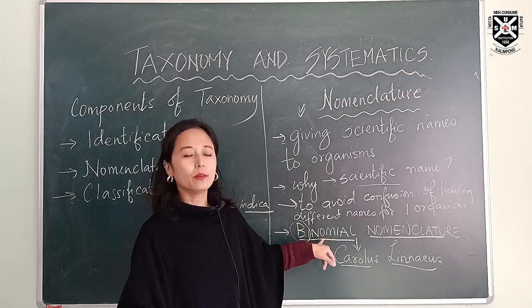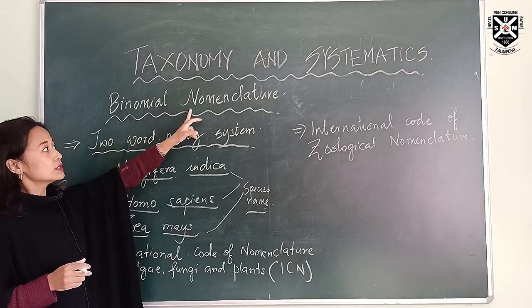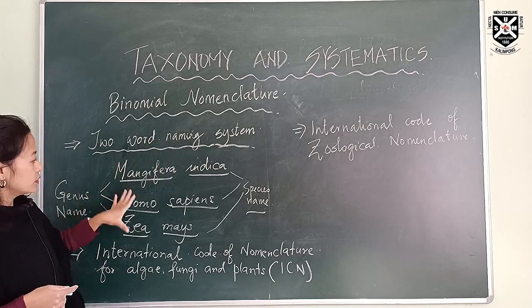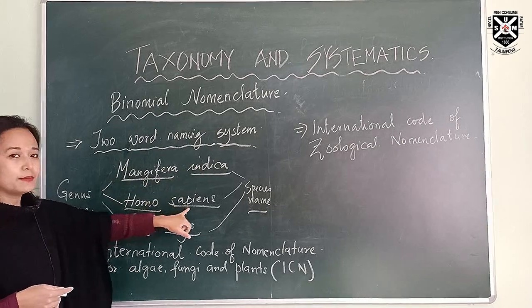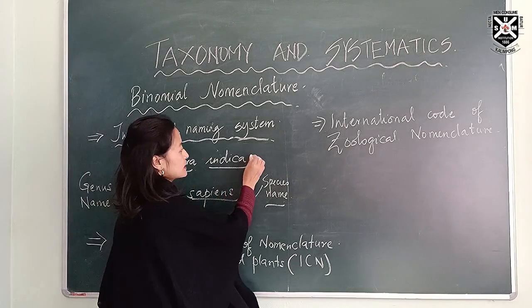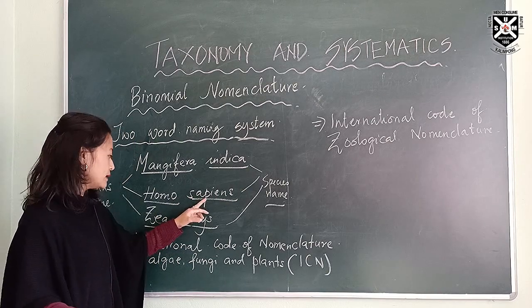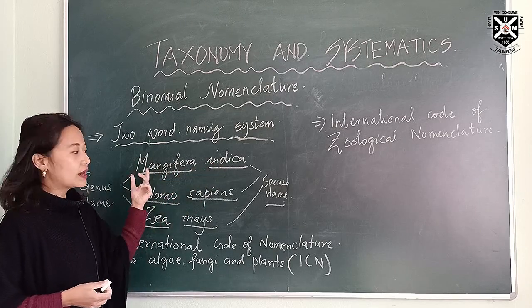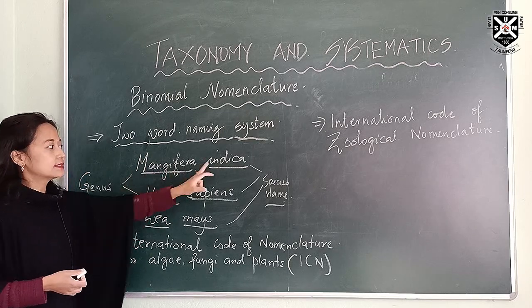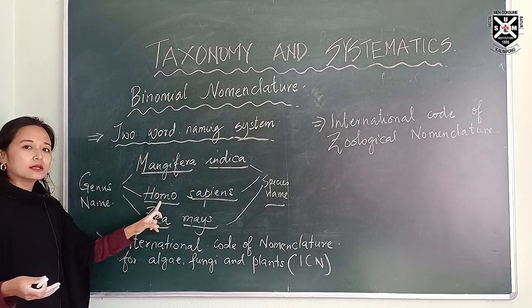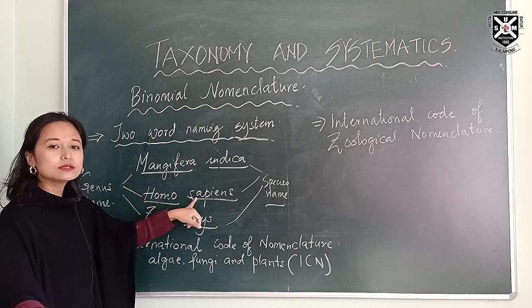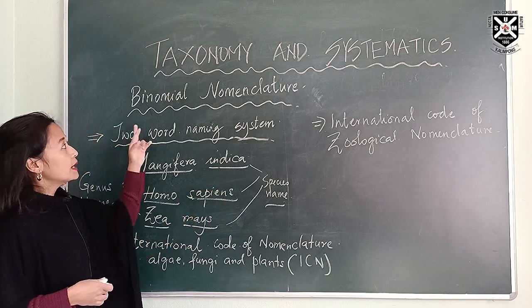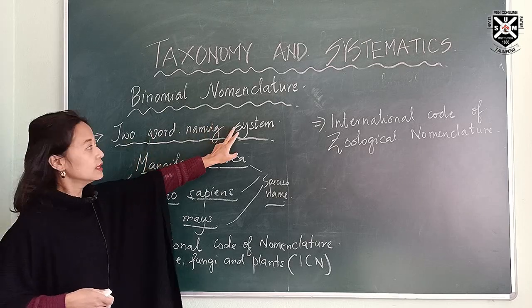Let us learn a little more about binomial nomenclature. What is binomial nomenclature? This is a two-word naming system of organisms. I've given a number of examples here: Mangifera indica, Homo sapiens, Zea mays. Mangifera indica is the scientific name for mango, Homo sapiens is for man, and Zea mays for maize. In all three cases, you can see that the scientific name is made up of two parts. The first part is your genus name. The second part is your specific epithet. Homo is the genus name and sapiens is the species name. Zea is the genus name, mays is the species name. So binomial nomenclature means a two-word naming system of organisms.